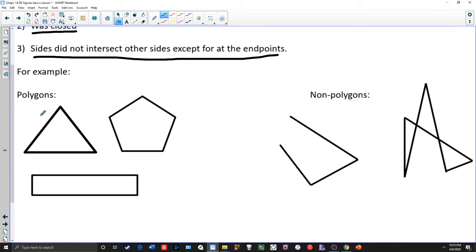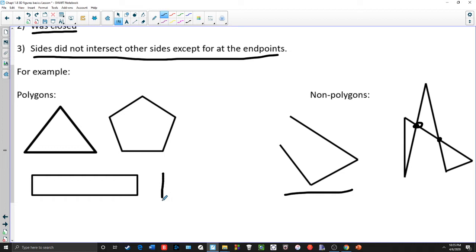So, for example, we had these polygons that we're very familiar with, and we had these that are not polygons. So this shape right here isn't closed because it's open right here. This shape intersects at points that are not the endpoints, like right here. That's not an endpoint. That's the middle of a side. And right here again, excuse me, that's not an endpoint. That's the middle of a side. So this is not a polygon either because it's kind of intersecting itself here. Whereas these are nice, good polygons.